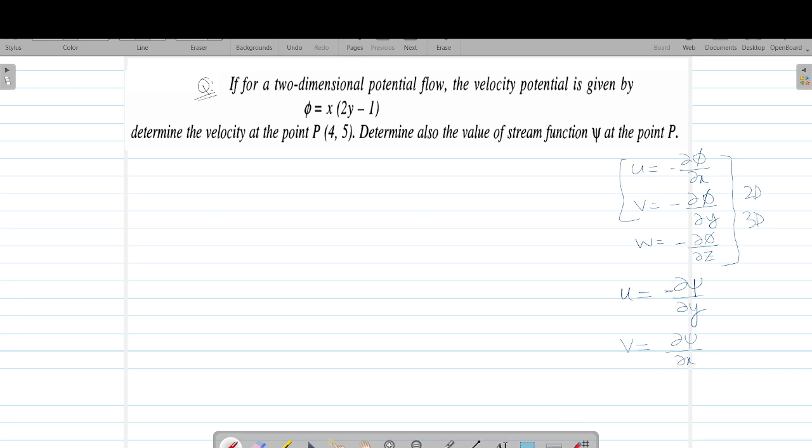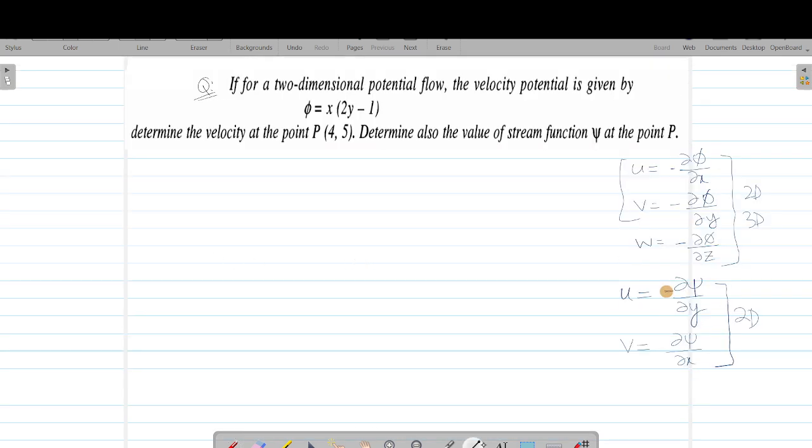One thing to note here is that the negative sign will be only in one case: in u it will be negative d psi dy, but in v it will not be applicable. The stream function is only applicable for 2D flows, two-dimensional flows. It's not applicable for three-dimensional flows. Using the equations and the potential function which we are given, we are going to figure out the value of the stream function. Now let's get started with the solution.